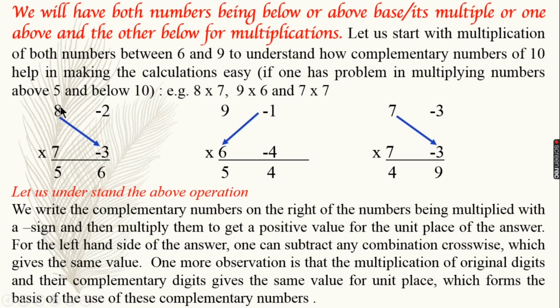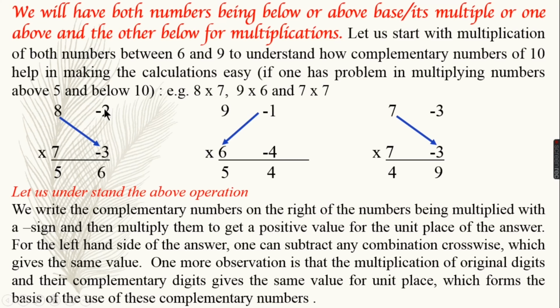To understand this method, I have taken simple multiplications below 10. Say for example, you have to multiply 7 into 8. 8 is deficient by 2 from 10 and 7 is deficient by 3 from 10. So we put minus 2 and minus 3 with these signs, and they are otherwise the complements of 10. We multiply the right hand side. Minus and minus is plus, and 3 times 2 is 6.